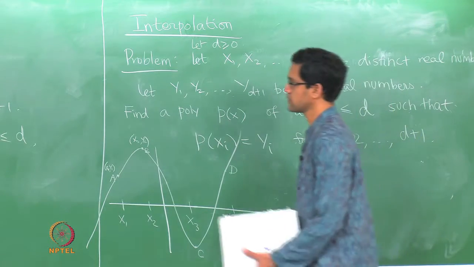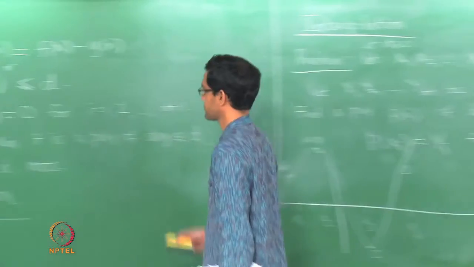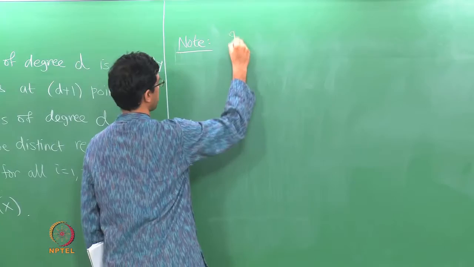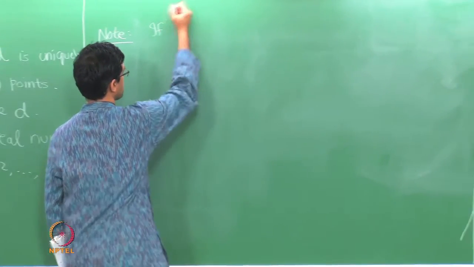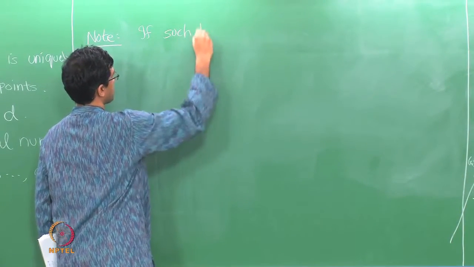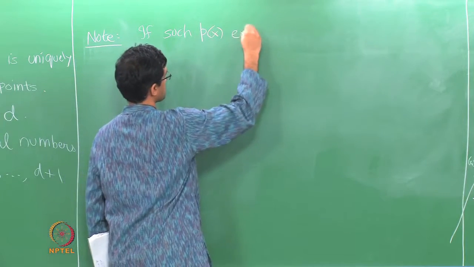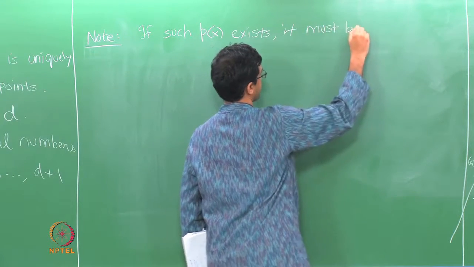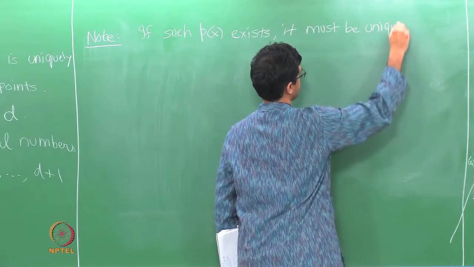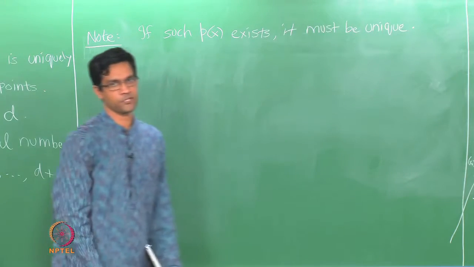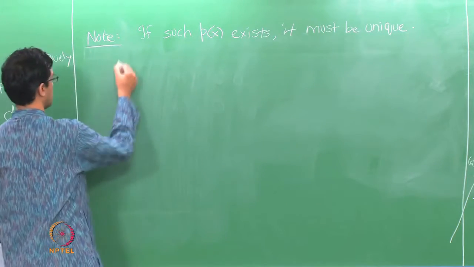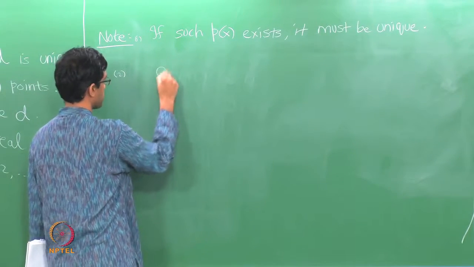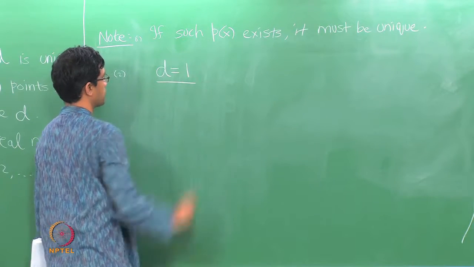Okay. So here is the first thing already. Let us make some observations on this. Note, if such a p of x exists, it must be unique. Why? By this principle that we just talked about. Okay, that is one. Now, to get a sense of this, we will just do some special cases. So let us do some special examples.